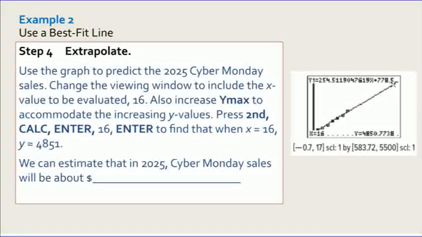Now we can use the graph to predict the 2025 Cyber Monday sales. Change the viewing window to include the X value to be evaluated, 16. Also increase the Y max to accommodate the increasing Y values. Then press second, calculate, enter, 16, enter, to find out that when x is 16 you should get 4,851. So let's do that right now.